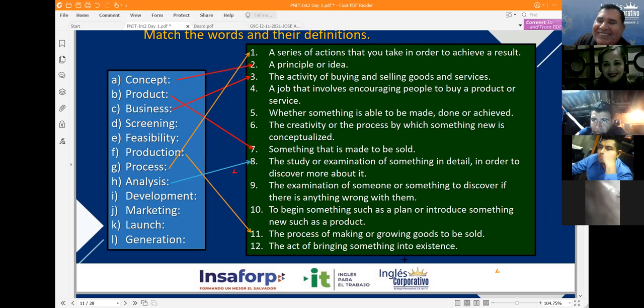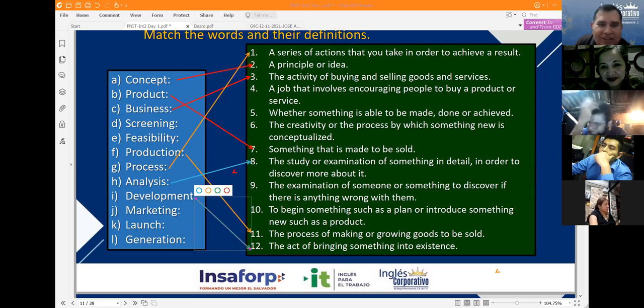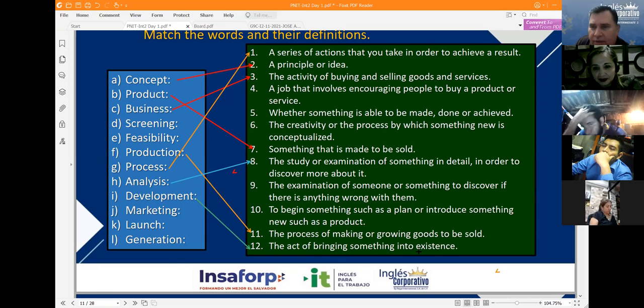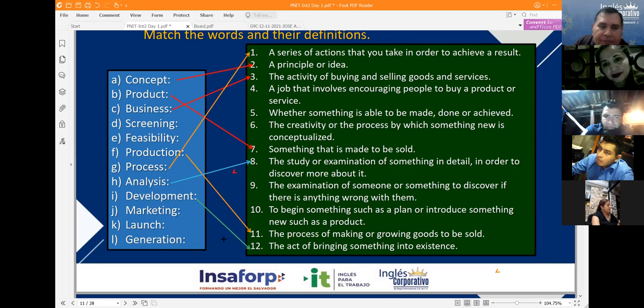I already told you the answer. Number 5. Number 12. Okay, I know C. Sorry, I changed. Okay, I closed it. All right, let's see. Number 12 is development, the act of bringing something into existence. Something is a concept. It doesn't exist physically. You work on it until it exists. Development. Marketing.